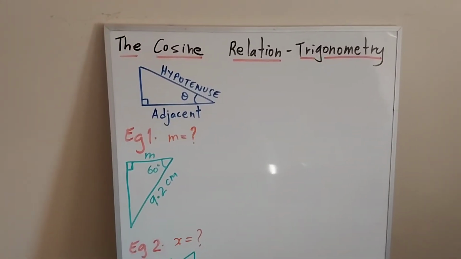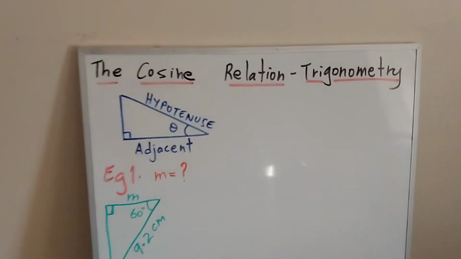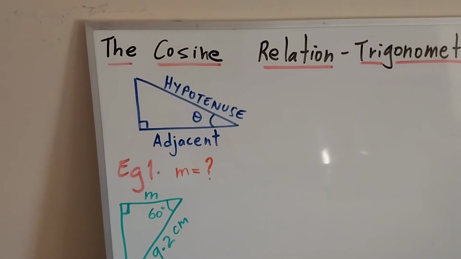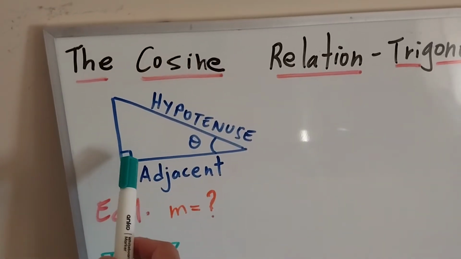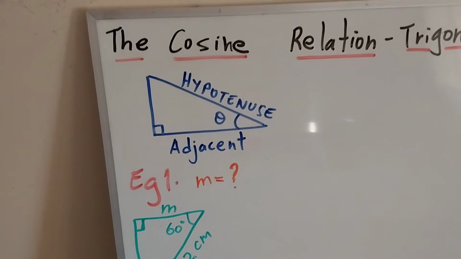Welcome to Learning Power. In this video, we are looking at the cosine relation in trigonometry. So trigonometry is about right angle triangles. So that's the right angle corner over there. The longest side of a right angle triangle is called the hypotenuse.